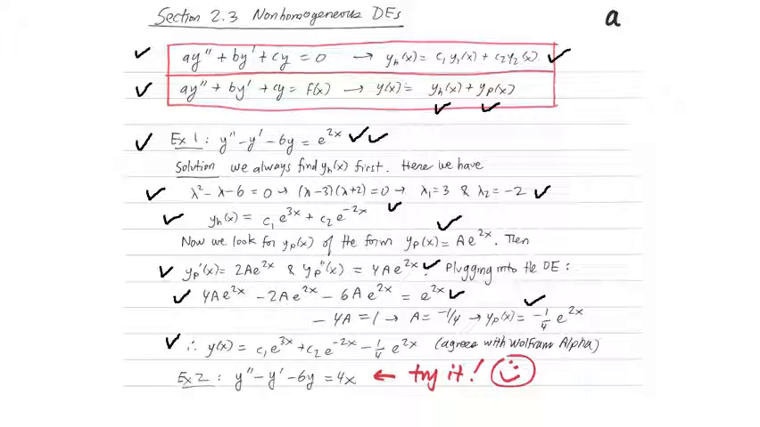For our next example, we have this. Notice the left-hand side part is the same, so we've already solved the homogeneous part. But now we're working with 4x for the right-hand side. It would probably be good for you to try and solve this on your own before you go on to the next slide in the video.